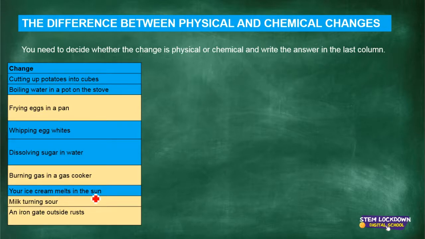So if your ice cream had to melt in the sun, is this physically changing or chemically changing? Does milk turning sour, is it a chemical or physical change, or an iron gate outside that rusts? Now, is the iron gate rusting outside physical or chemical? So let's see the answers.